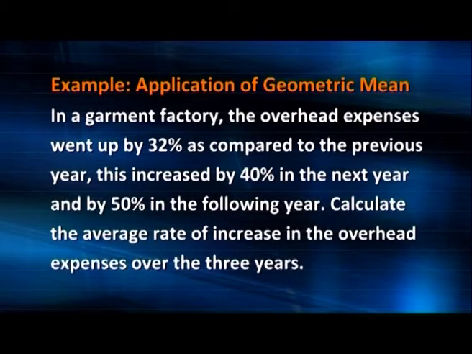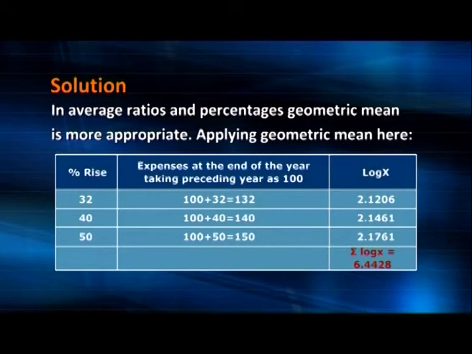Here is an example to illustrate the use of geometric mean. In a garment factory, the overhead expenses went up by 32% as compared to the previous year. This increased by 40% the next year and by 50% the following year. Calculate the average rate of increase in the overhead expenses over the 3 years. We know that in average ratios and percentages, geometric mean is more appropriate. Hence, applying geometric mean here.